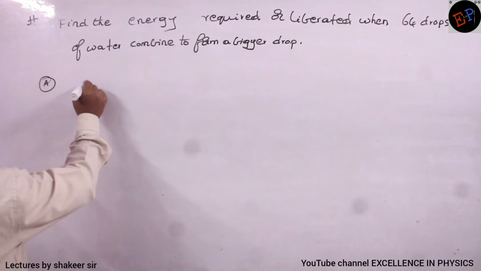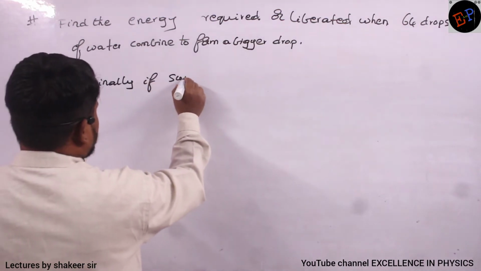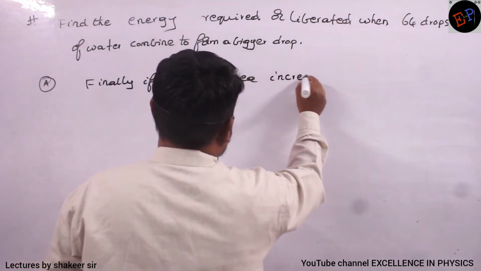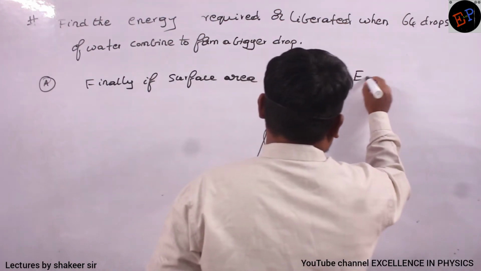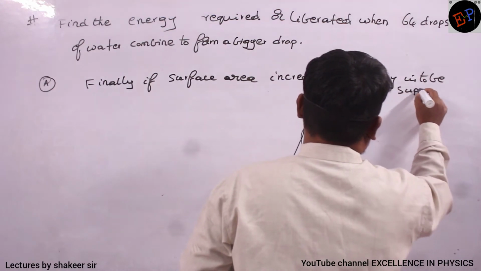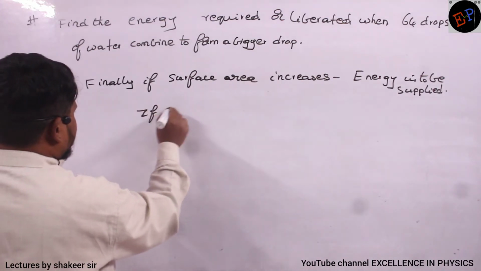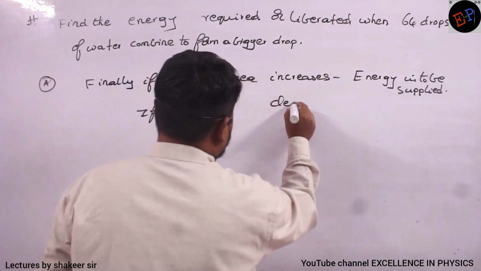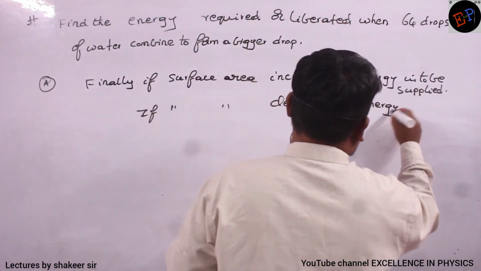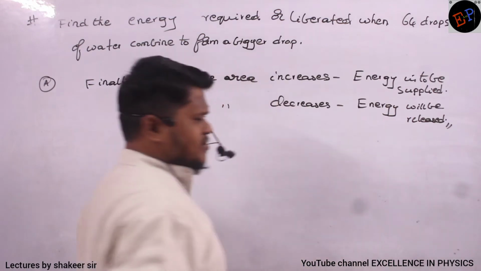So what happens finally? If surface area increases, energy is to be supplied. We have to supply energy. What is the opposite statement of it? If surface area decreases finally, then energy will be released. Energy will be released. Are you able to understand?